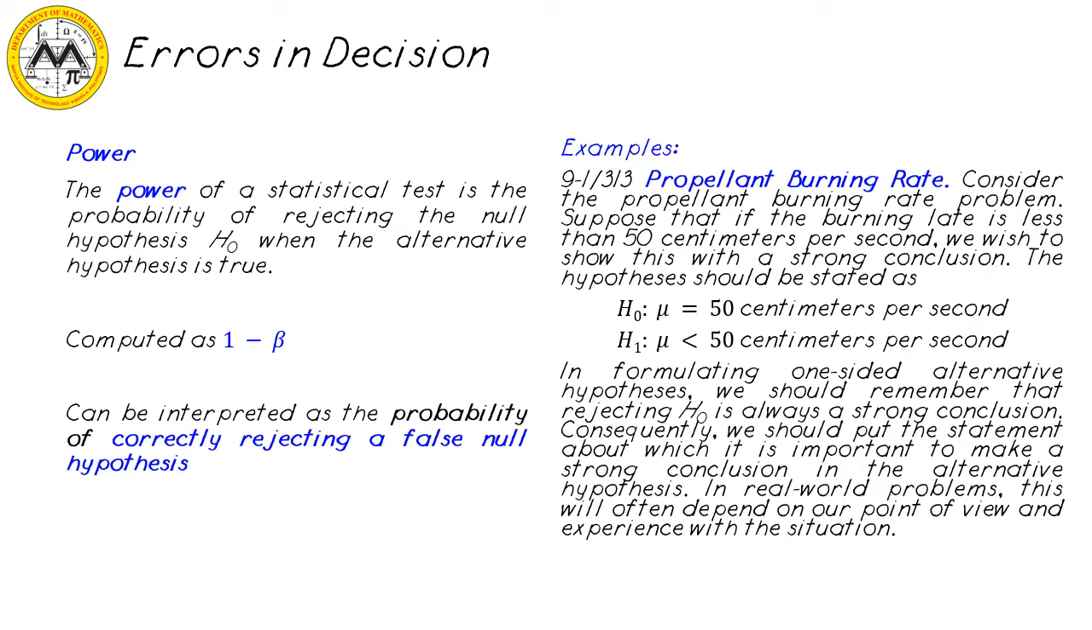The hypothesis would be stated as the null hypothesis, mu equal to 50, against the alternative that mu is less than 50. In formulating a one-sided alternative hypothesis, we should always remember that rejecting H0 is always a strong conclusion. Consequently, we should put the statement about which it is important to make a strong conclusion in the alternative hypothesis. In real-world problems, this will often depend on our point of view and experience with the situation. So it's better to relate that to real-life applications.